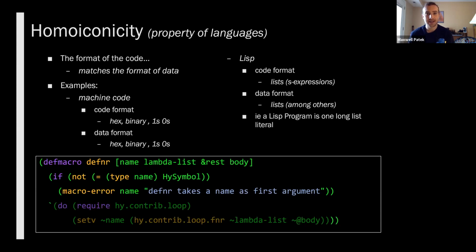But there are some languages that are. Machine code is one. Machine code is just binary, just hex or ones and zeros. Your computer knows how to interpret that binary as code. But data in machine code is also just binary. It's just bits. You just address some bytes. So data and code in machine language are the same thing. So machine code is homoiconic.